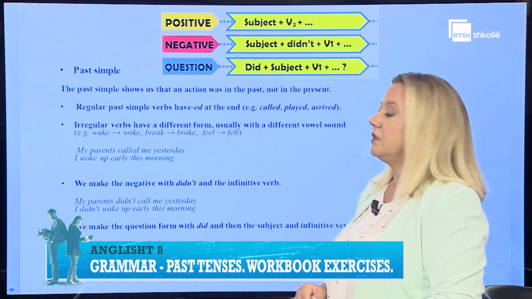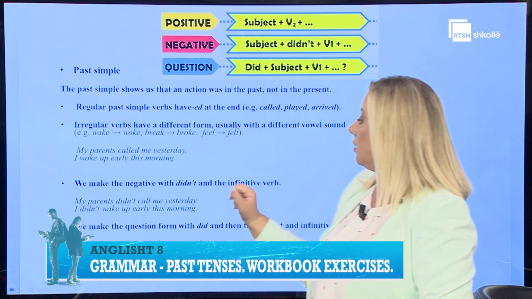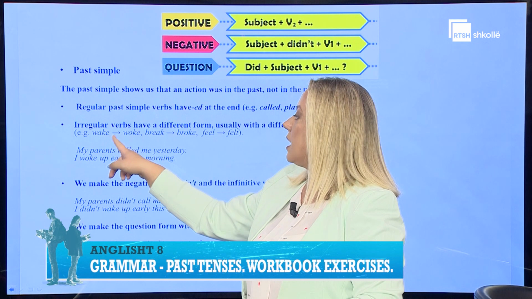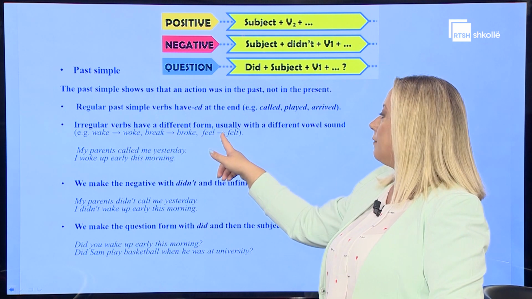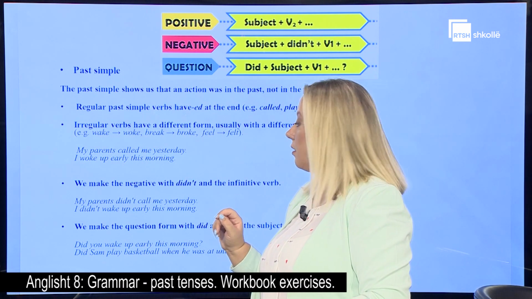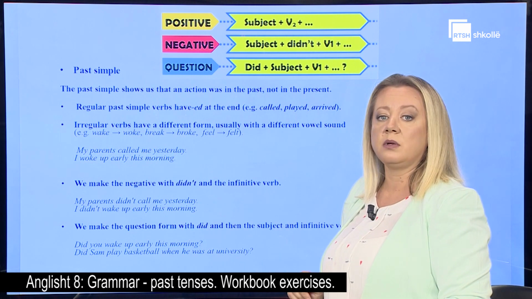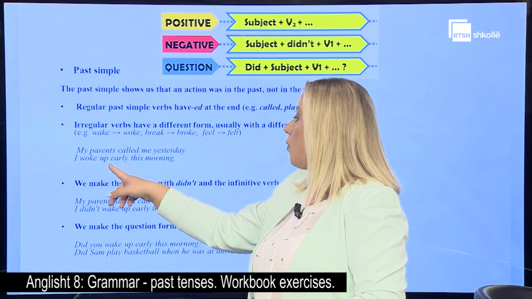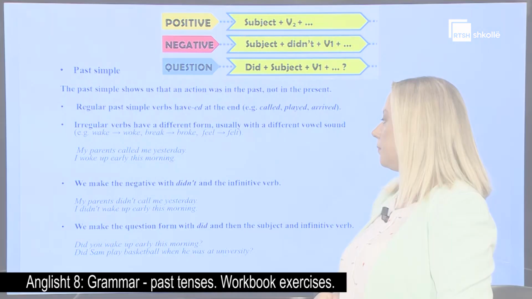Irregular verbs have a different form and usually with a different vowel sound. Look at the example, please. Wake becomes woke, break, broke, and feel, felt. Let's see two examples together. My parents called me yesterday. Here we have a regular verb. While I woke up early this morning, here woke is an irregular one.